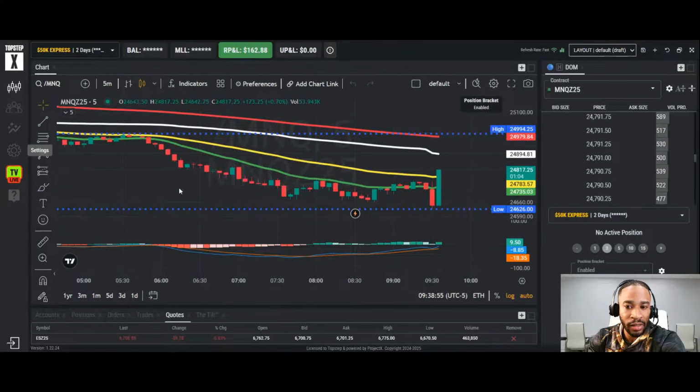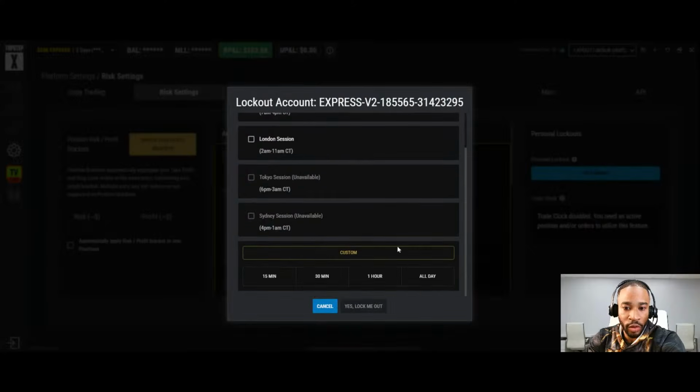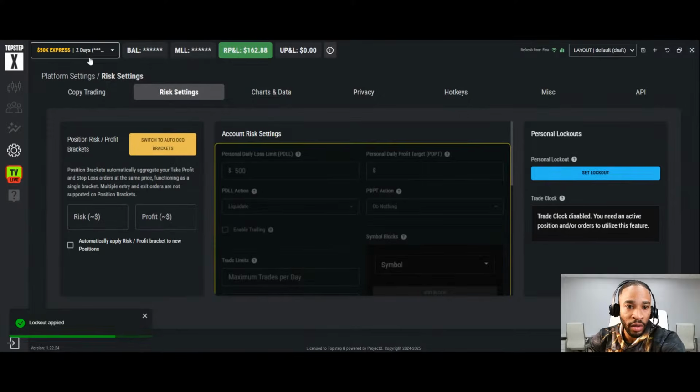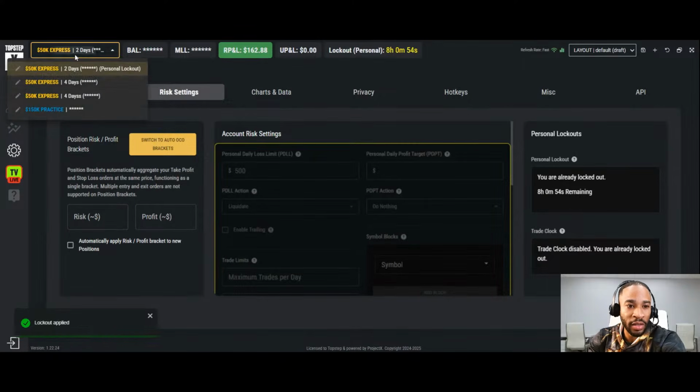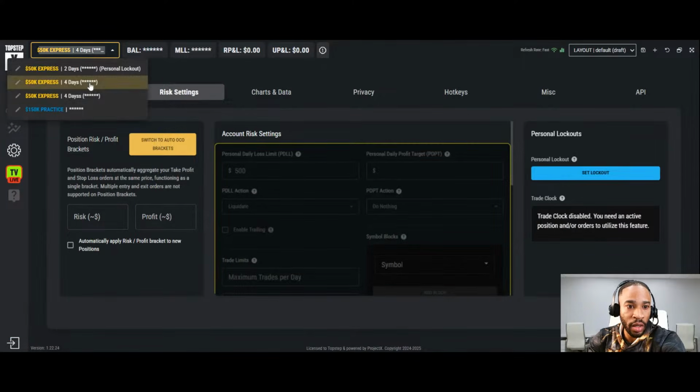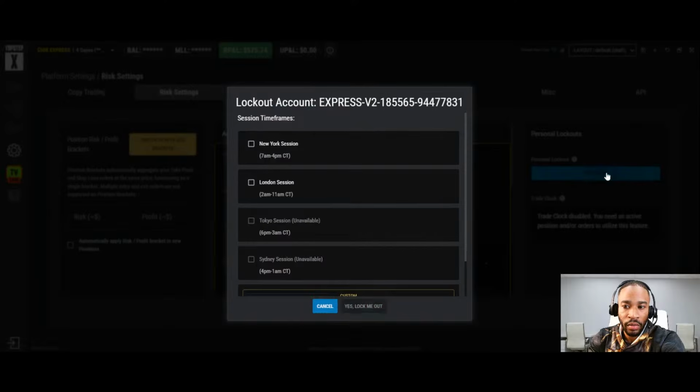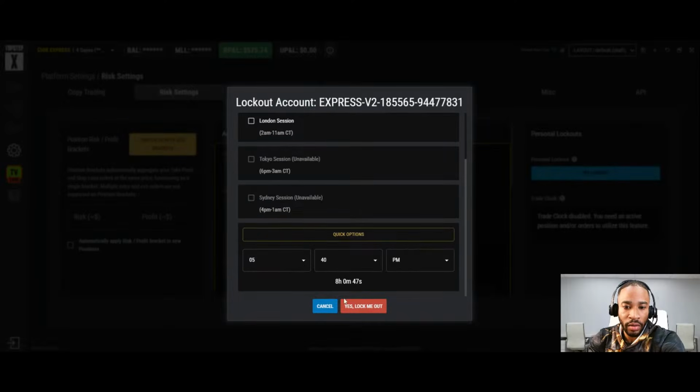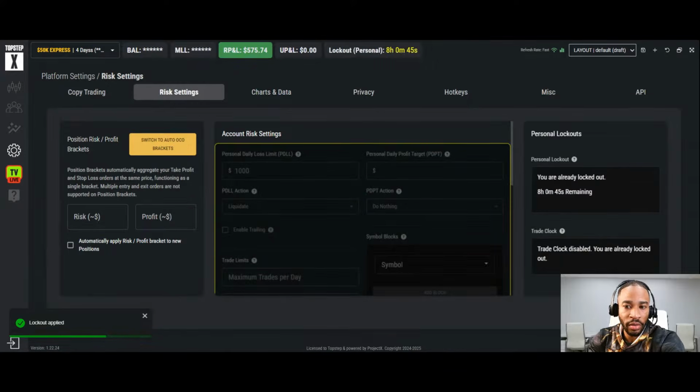I'm going to lock. Matter of fact, yeah, I'm going to lock this account, family. I don't want to give those profits back. Let me lock that account. Up $162.88 in that account. Let me see. Why the hell this one didn't lock? Lock me in. All right. Yes. Lock me out all day.